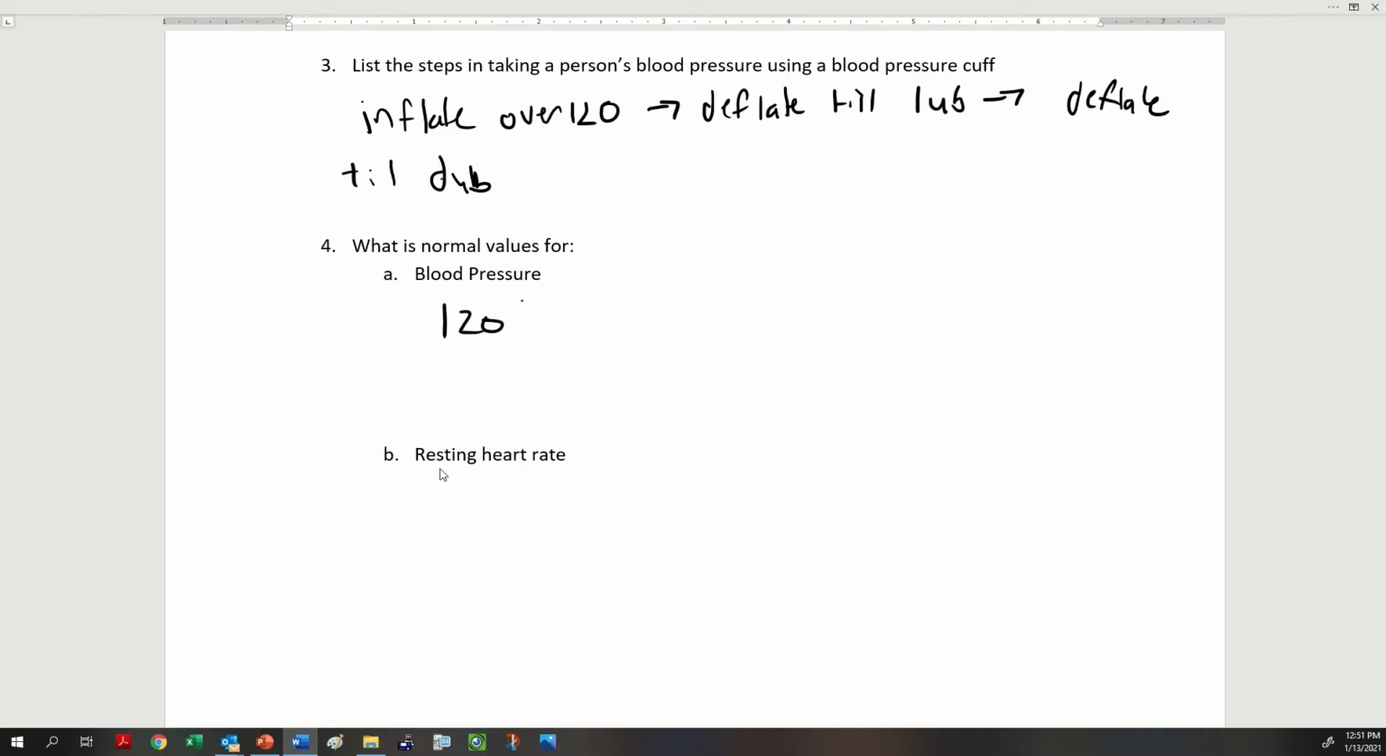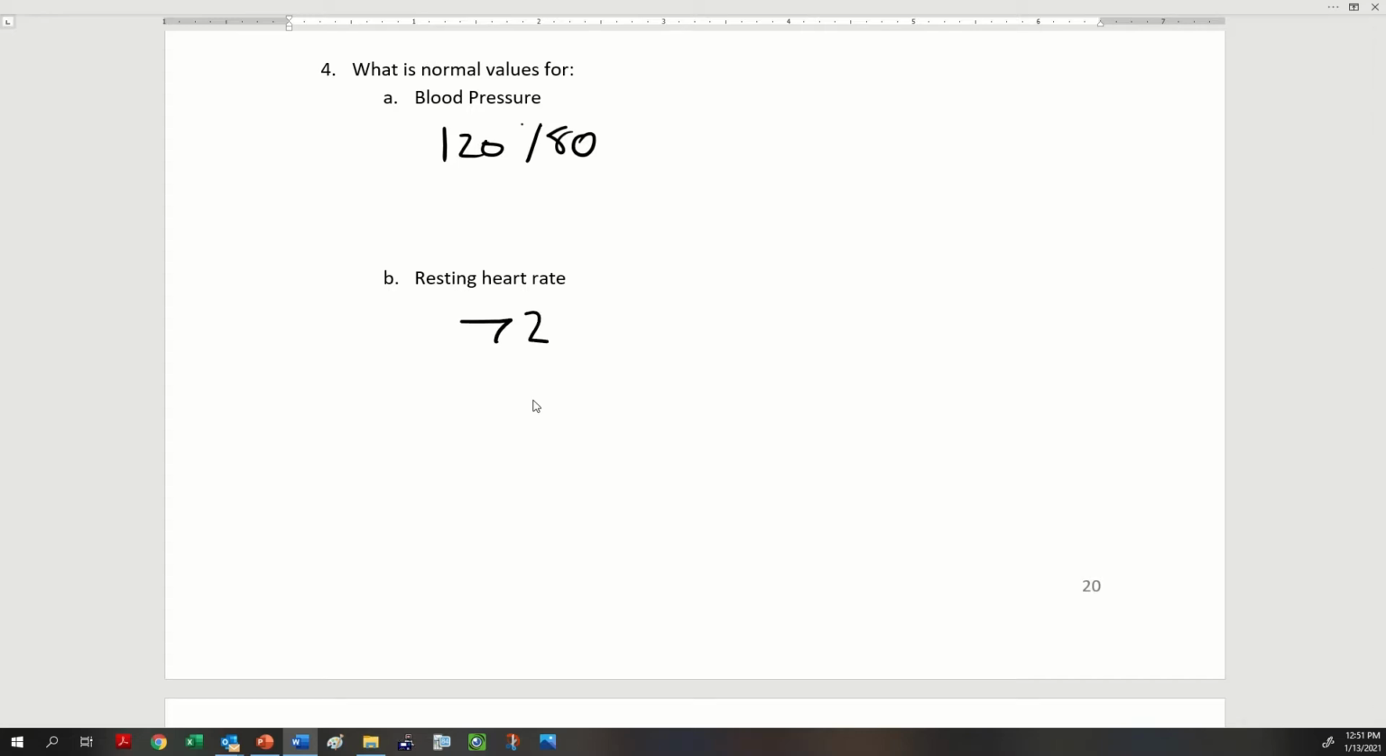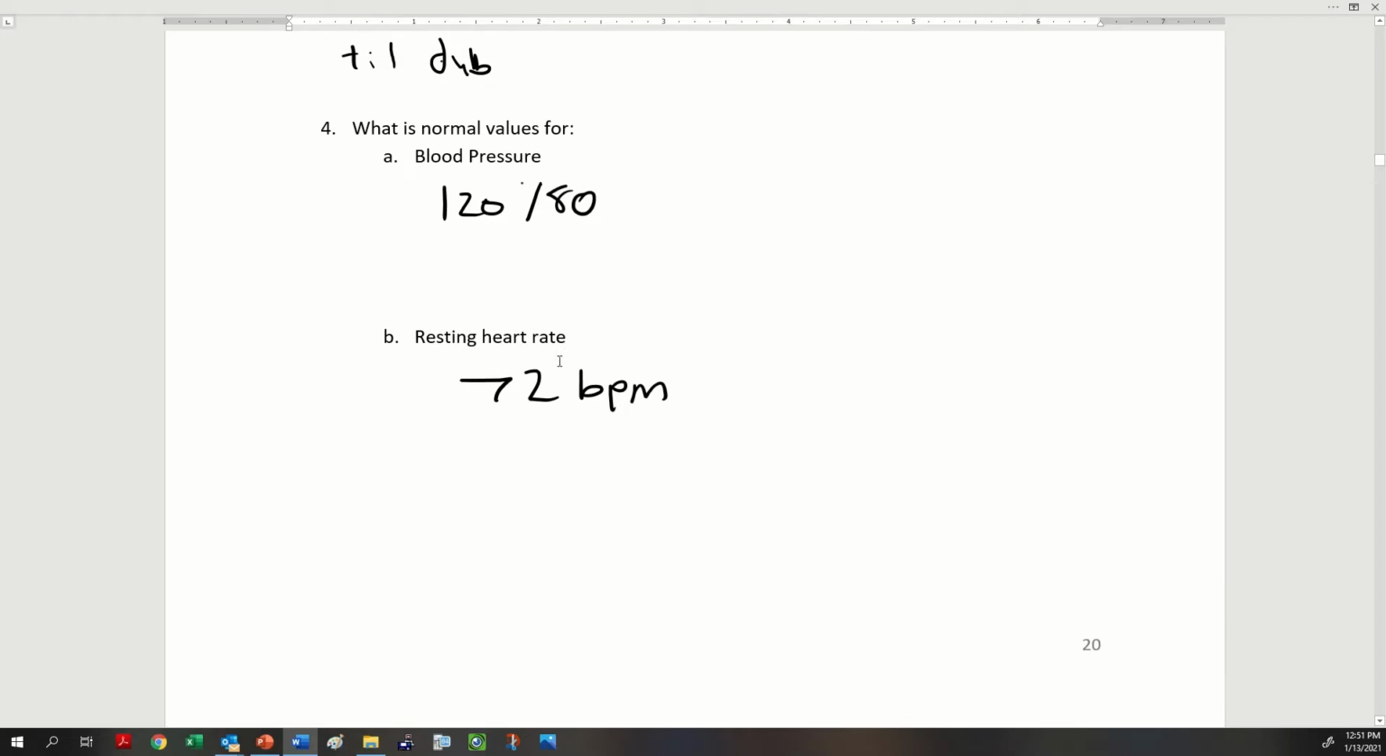Okay. What are the normal values for blood pressure? 120 over 80. And resting heart rate is 72 beats per minute. Okay. That is all for that.